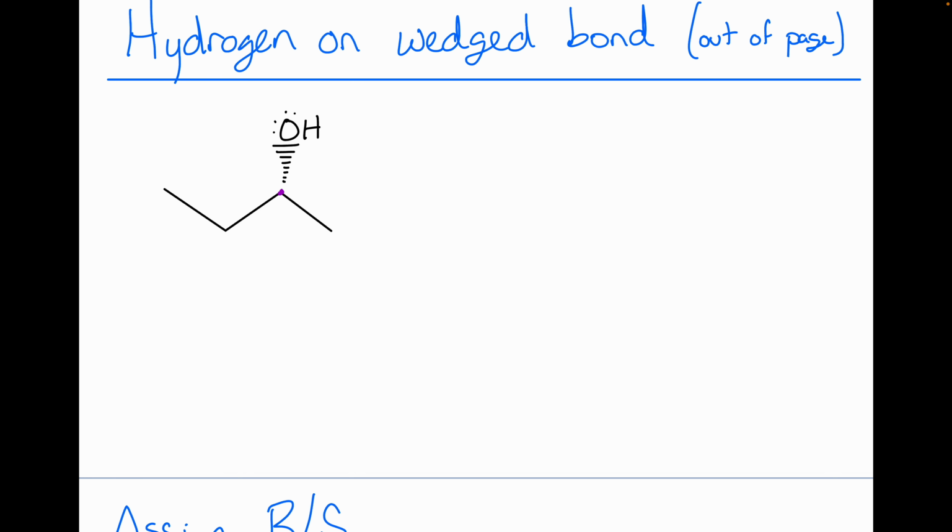All right, so there's sort of two ways that we could go about doing this here. The first is to redraw our molecule so that the hydrogen is pointed in the direction that I want it to be, which is pointed into the page. All right, so method one is to redraw.